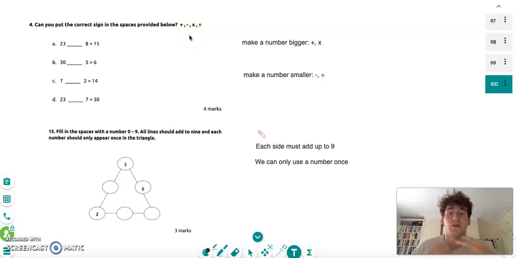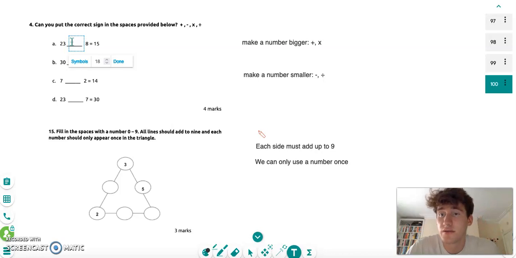So the theory which the student needs to know behind this is essentially what each of these signs do. What I've done here on the right is just split them into two categories to make it easier to remember and understand. When a number is made bigger, we add or we multiply. When a number is made smaller, we subtract or we divide. So now let's look on the left here at the parts themselves.